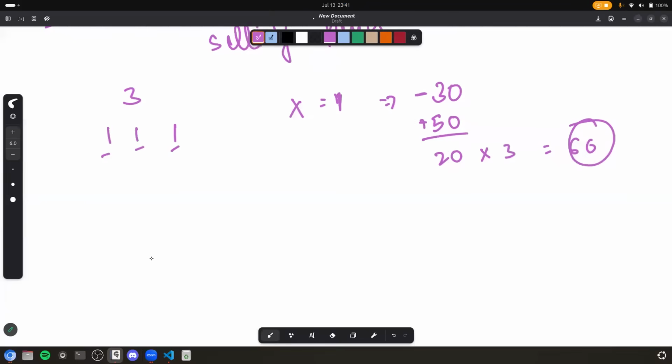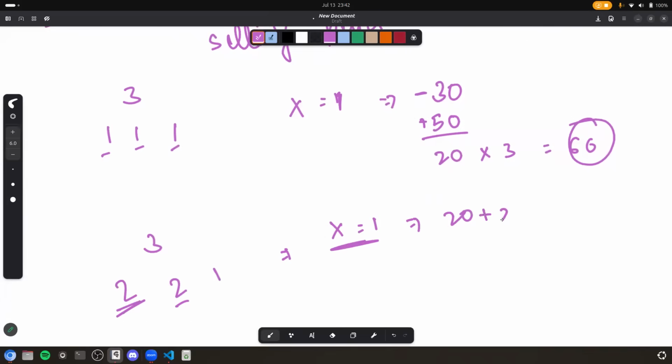Then 2 2 1. Here we can choose X as 1. Then what will happen is on the first day we'll get a profit of 20 since only one customer will get a cake. The second customer we cannot sell to as we only made 1 cake. And then again on the second day we'll get a profit of 20 and on the third day we'll again get a profit of 20. So 60 if we take X as 1.